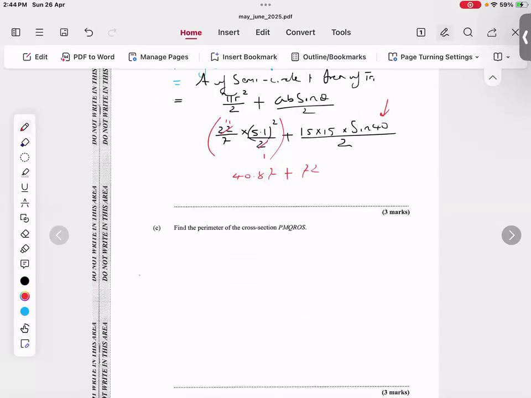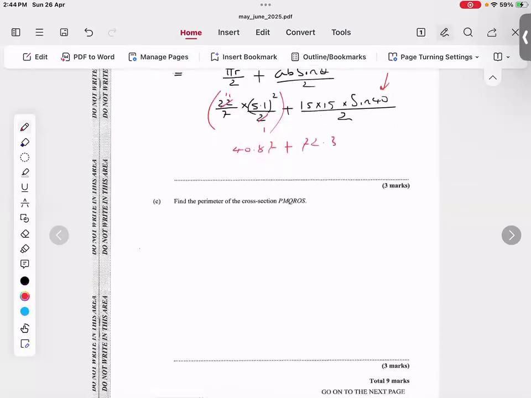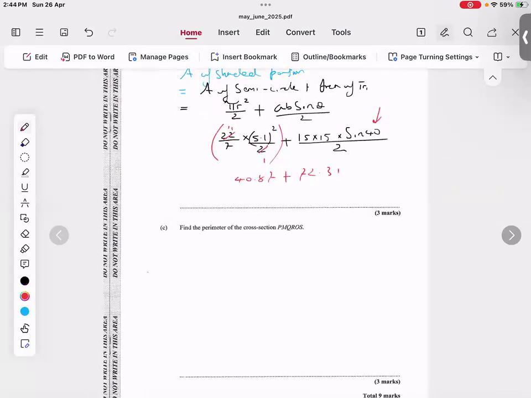So hold on, what do you get for 15 times 15 times sine 40, divided by 2? You get 72.3. Okay, all right, so add now.